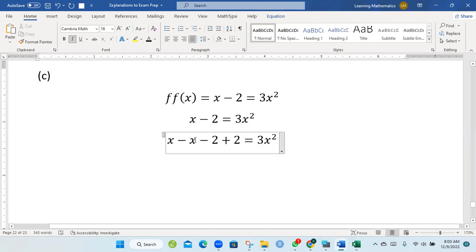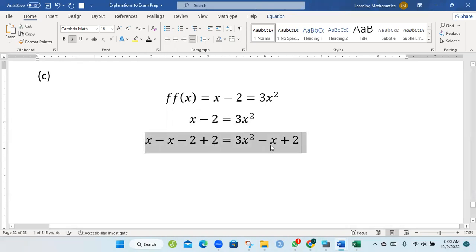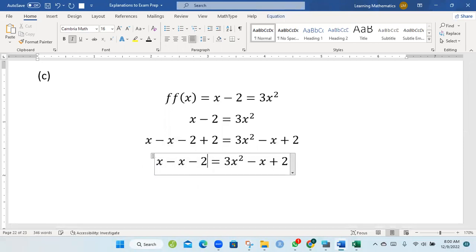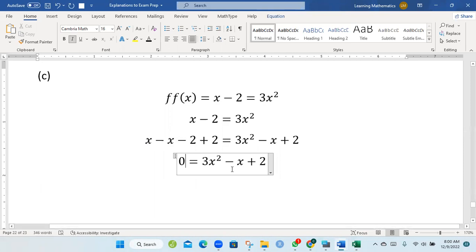If we subtract x on the left, we have to subtract x on the right. If we add 2 on the left, we have to add 2 on the right. Because when you're solving a quadratic, you have to make it equal to 0 so that you can use the quadratic formula. So now we are left with 0 is equal to 3x squared minus x plus 2, or 3x squared minus x plus 2 is equal to 0. You can read from right to left.